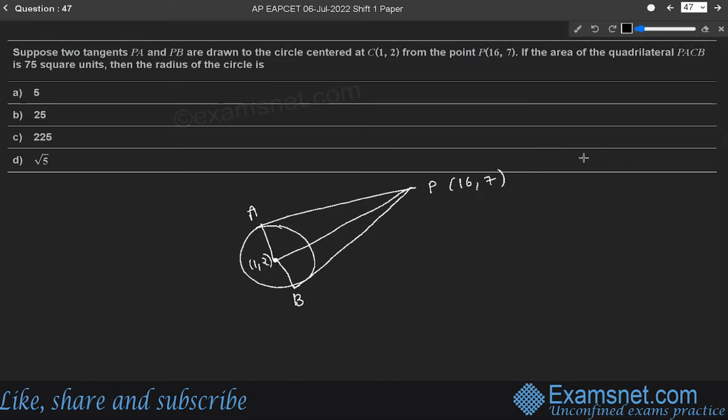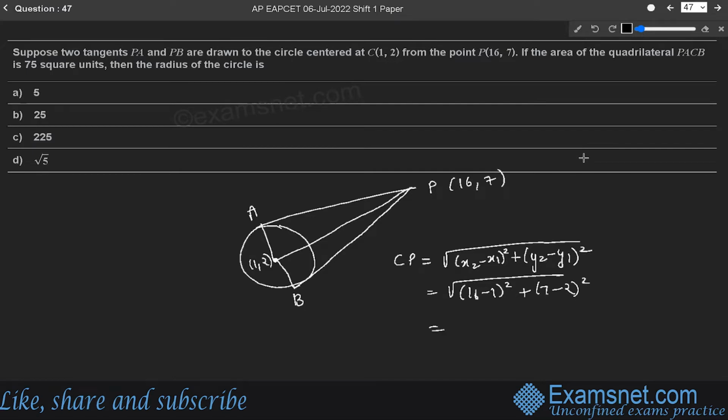So by using the distance formula, we can calculate CP. So here CP will be equal to the square root of (x2 − x1)² + (y2 − y1)². So it will be equal to the square root of (16 − 1)² + (7 − 2)², which will be equal to 15² which is 225, plus 7 − 2 is 5², which is 25. So it will be equal to 5√10. Now consider it as 5 because the distance is never in under root whenever the tangents are given.